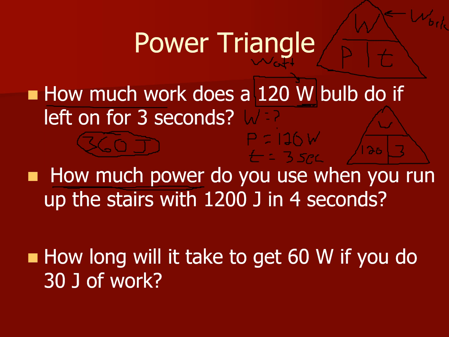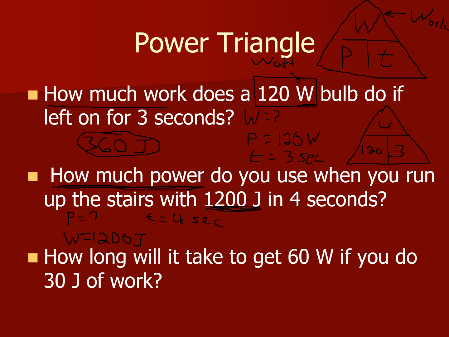Okay. Now, how much power? Number 2. How much power? Now we're looking for power. So P equals question mark. Do you use when you run up the stairs with 1,200 joules? Okay, when I see joules, 1,200 joules, that is the work. Joules is work. So joules is the W in the triangle. And 4 seconds. 4 seconds is, of course, a time. I think we knew that.